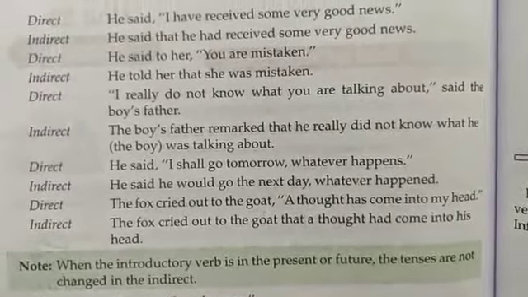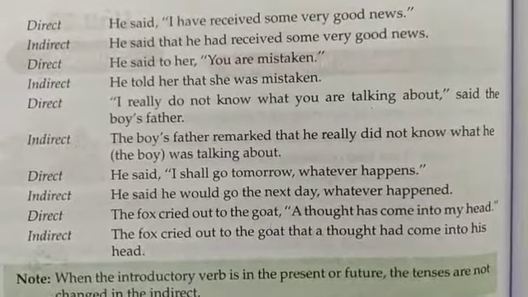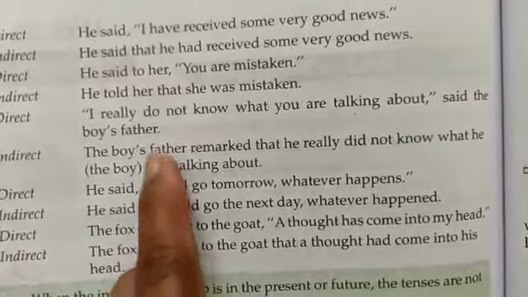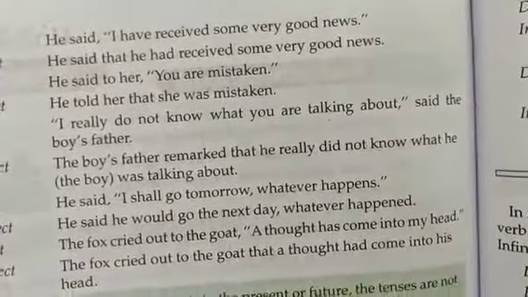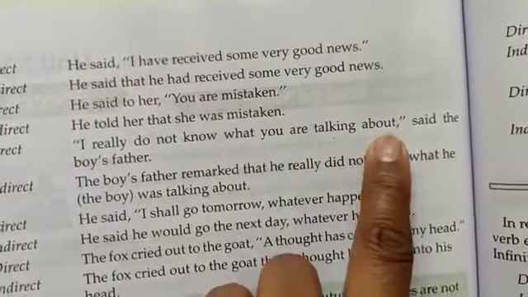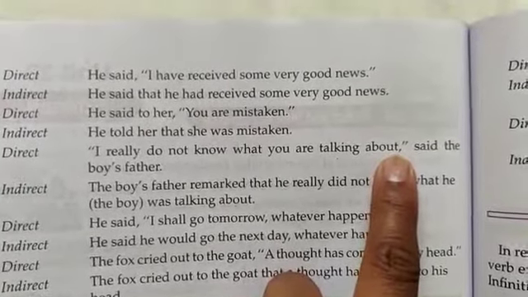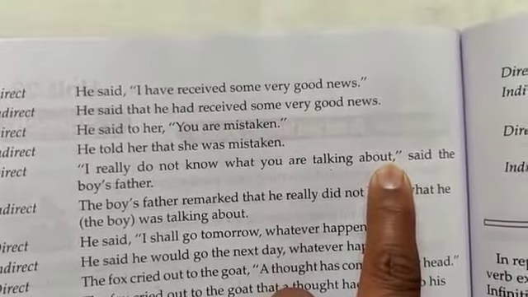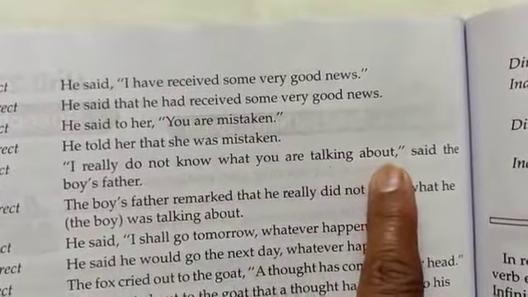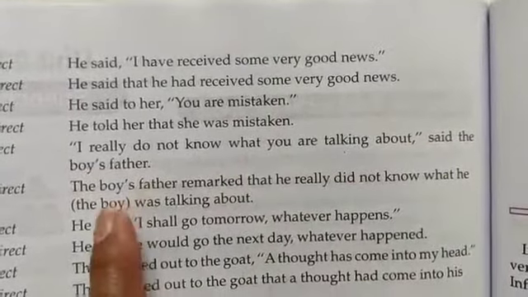Now the first sentence, indirect speeches: I really do not know what you are talking about. Now see children, when we are quoting somebody in the beginning and talking about them in the next half of the sentence, then the quoted words will not end with an end punctuation, rather they will pause with a comma. I really do not know what you are talking about, comma, inverted commas close, said the boy's father.